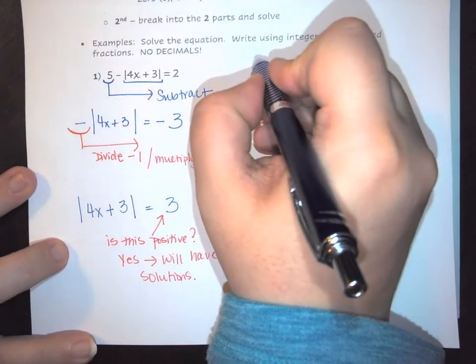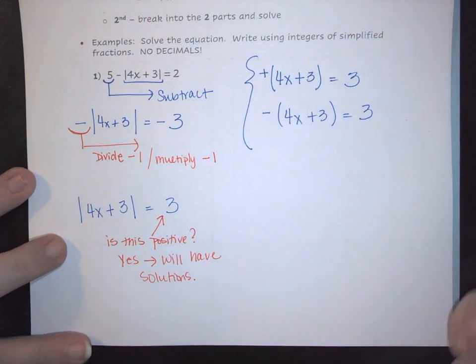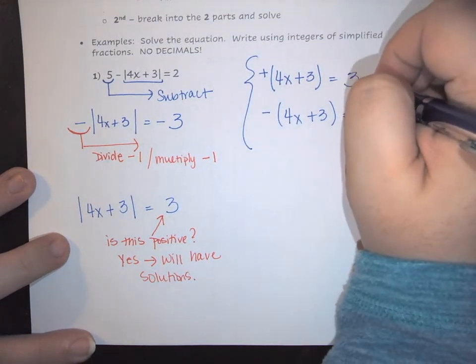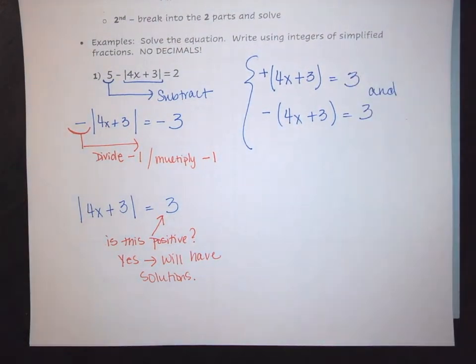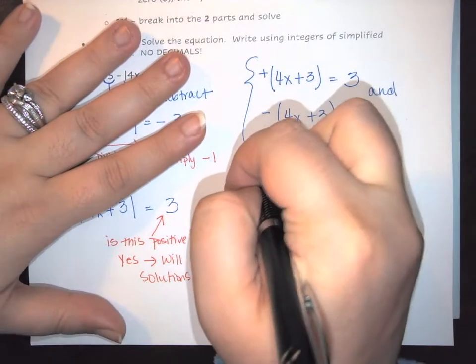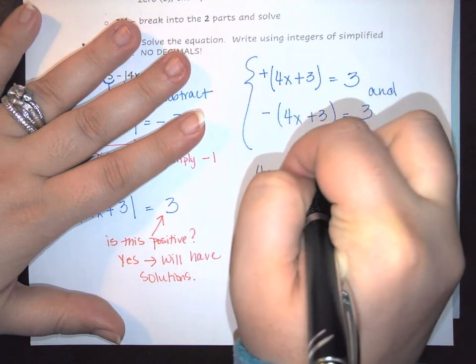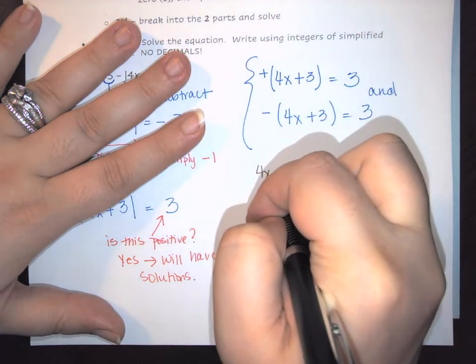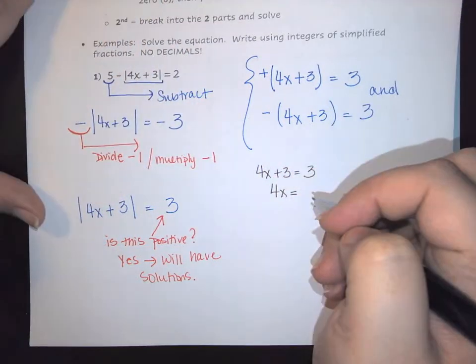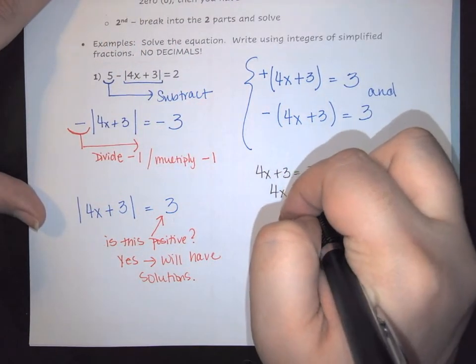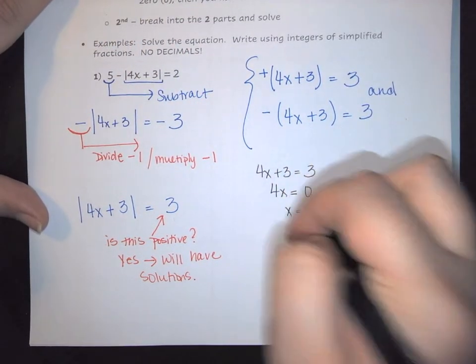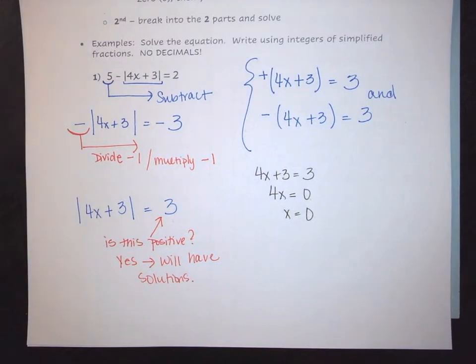Okay, so this now becomes the two pieces that we're doing, and so my solution is going to contain both. Let's go ahead and start with the first one. So here we're going to have 4x plus 3 is equal to 3. So this is going to give us that 4x is equal to 0, so x is equal to 0. That is your first solution.